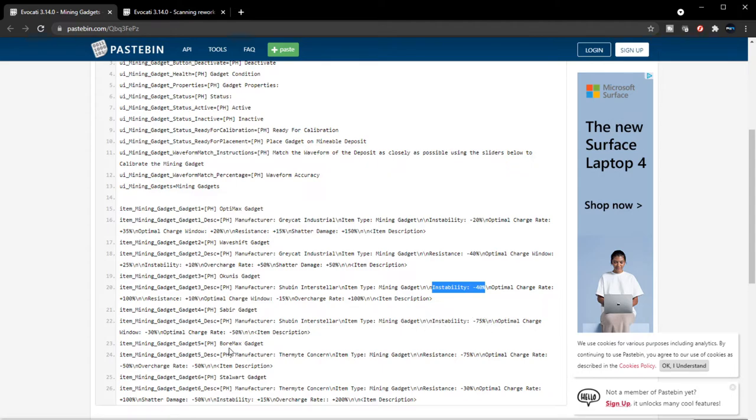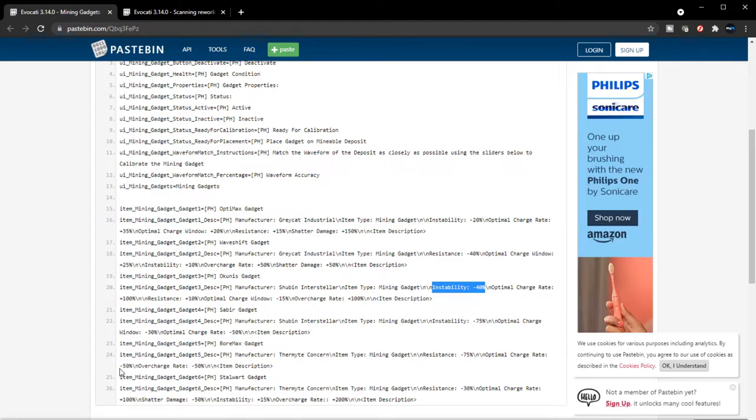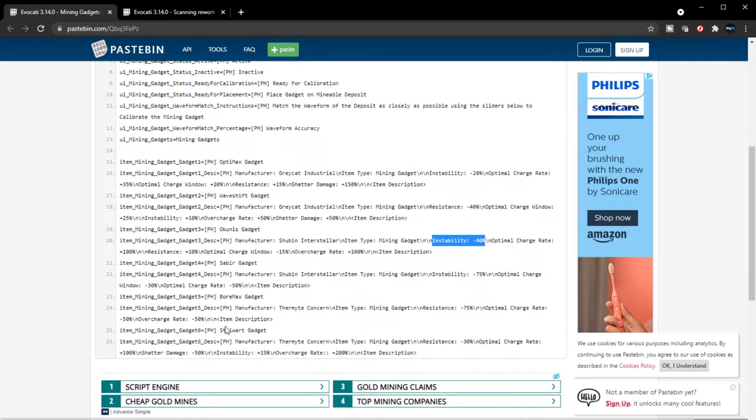Okay. All right. So now the Bormax gadget looks like it's from Thermite Concerns. Minus 75% in resistance. That is good. All right. Optimal charge rate minus 50%. These gadgets are really good. I think they're a lot more powerful than even the consumables themselves.